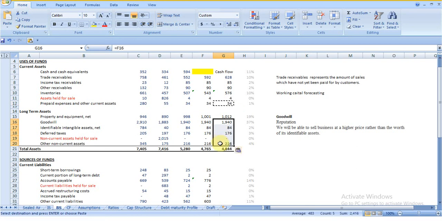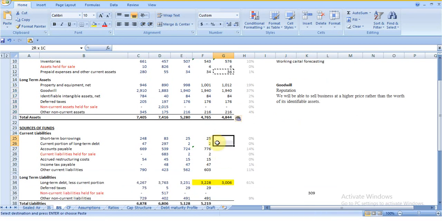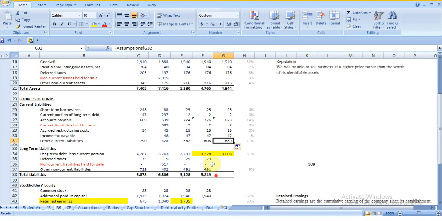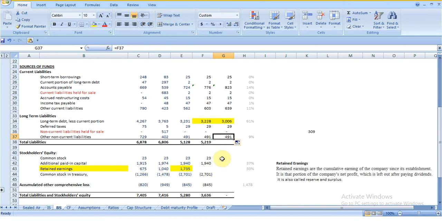These are all going to remain the same. These three are going to remain the same. Accounts payable we have already forecasted. I'll just drag it, and other current liabilities are also forecasted, so I will drag it. Long-term liabilities, deferred taxes we are going to keep constant. The rest of the other long-term liabilities we are going to keep constant for the sake of simplicity. Now common stock is also going to remain the same unless the company is issuing any debt. Common stock in treasury will also remain the same.